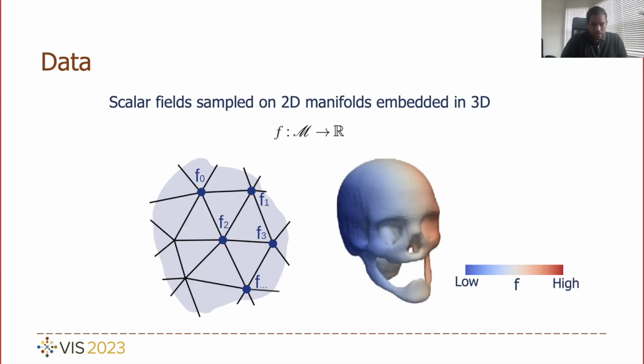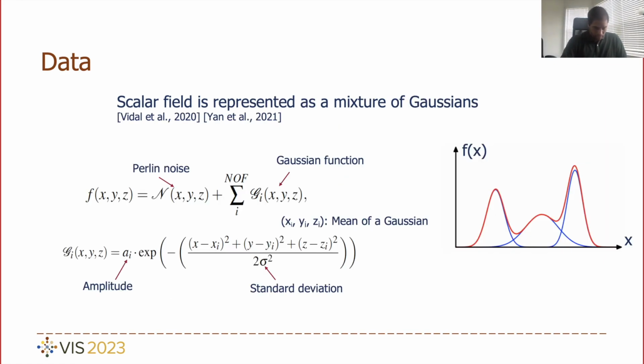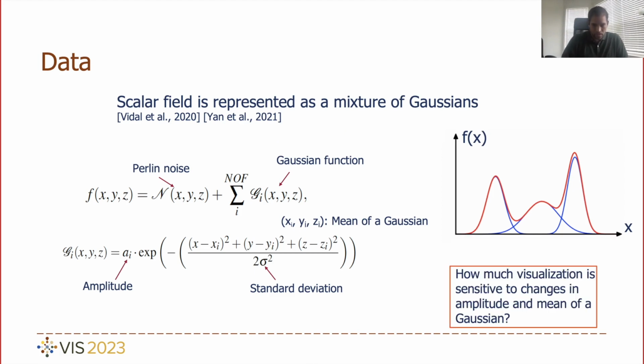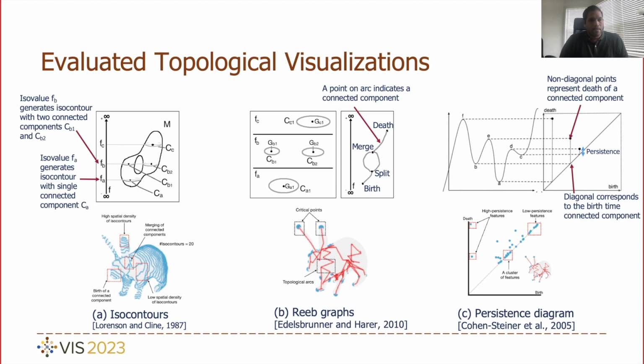For our current study, we are limited to scalar fields sampled on 2D manifold triangular meshes embedded in 3D. We model scalar field as a mixture of Gaussians, which is a common data model used in multiple prior studies. Specifically, we study how much visualization is affected as we introduce variation in amplitude and mean of a Gaussian. Now, I will briefly describe the three types of topological visualizations that we study in addition to color maps, but for more technical details, please refer to our paper.